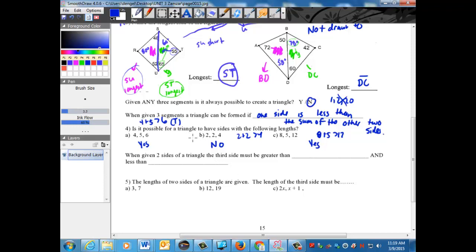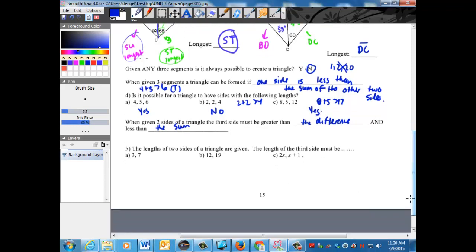We can do these as well by subtracting, but I'll show you that at the end. Okay, so for now, we're just going to add our two sides up and then see if it's greater than our third side. Next, when given two sides of a triangle, the third side must be greater than the difference and less than the sum.